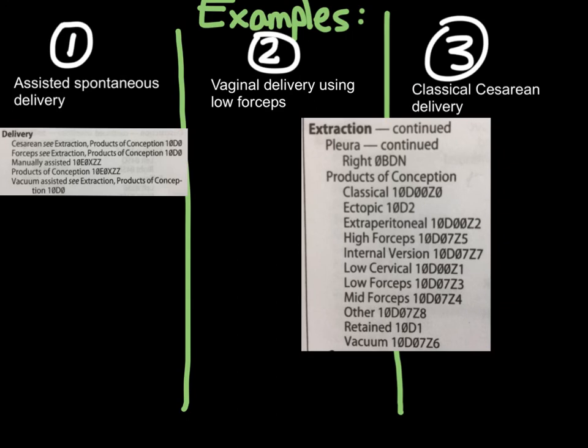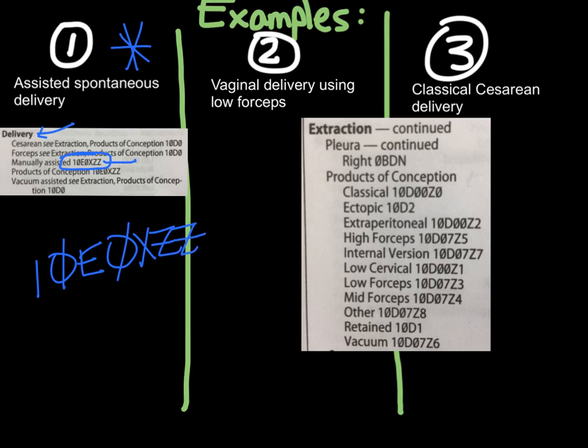Let's take a look at a few examples for procedures from exercise 24.5. So our first one here, assisted spontaneous delivery. So all this is telling us is it's a regular manually assisted delivery. So we start with the main term delivery, manually assisted, leads us to our code 10E0XZZ.